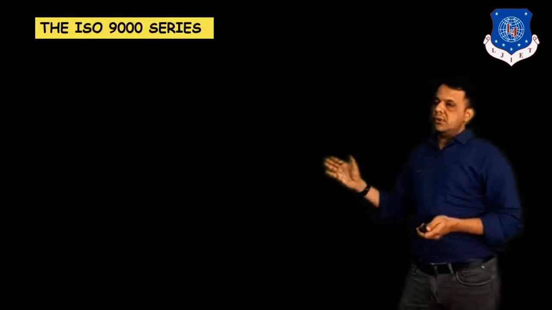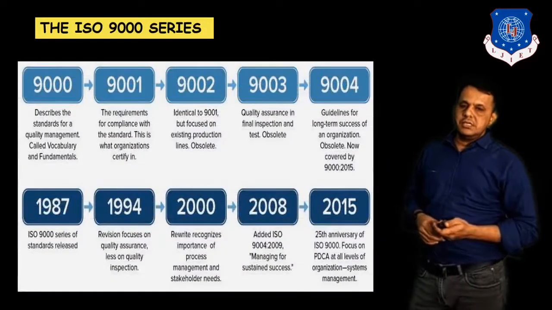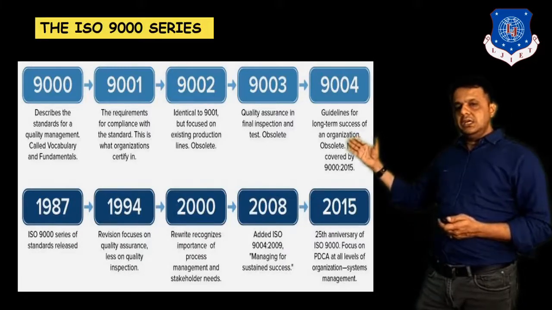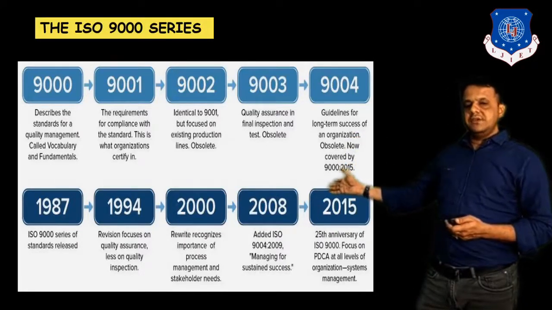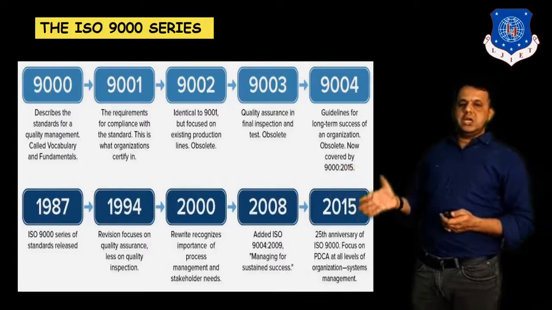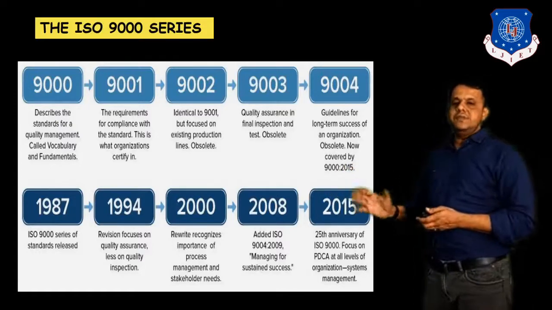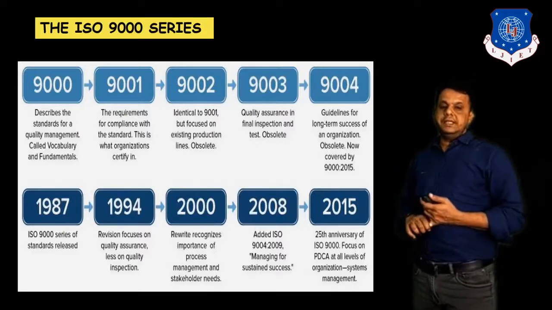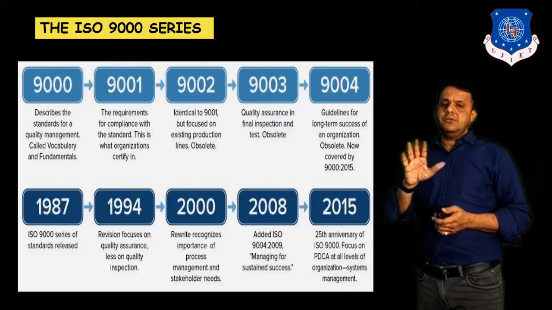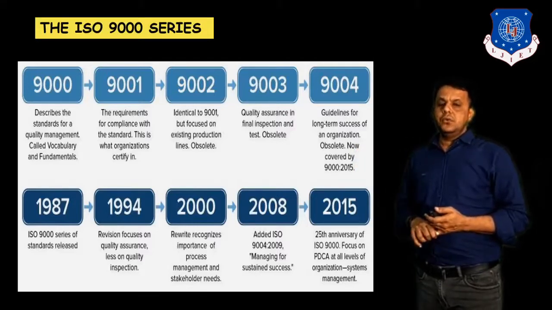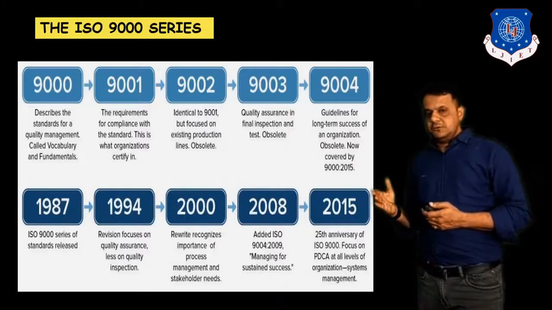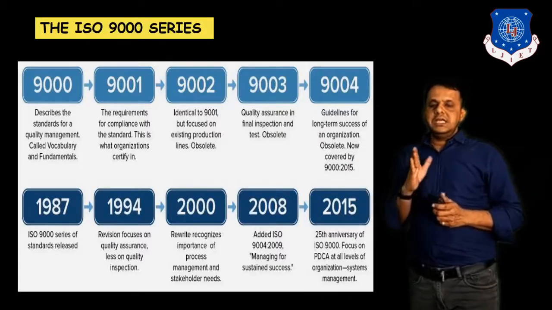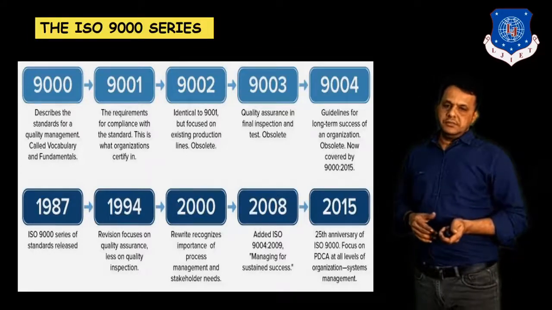And now we'll see about the further ISO 9000 series. Like 9000, 9001, 2 and 3 and 4, started from 1987 to 1994, 2000, 2008, 2015. These are revisions, for the 25th anniversary of ISO that was 2015, and we have reached to 9004. So these 9001, 2, 3 and 4 have their own significance. And actually, it is the ISO 9000 series.